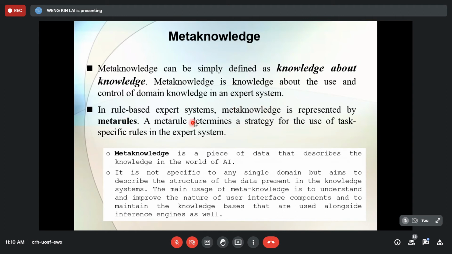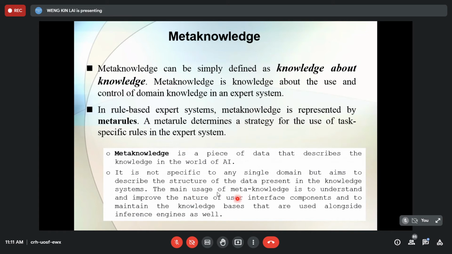Now, in such a rule-based expert system, meta knowledge is represented by, surprise, surprise, meta rules, right? Again, what's a meta rule? A meta rule will tell you the strategy for the use of specific rules in the expert system.